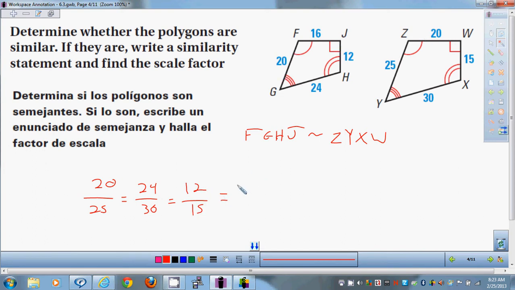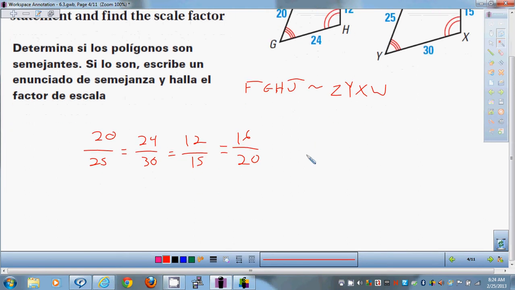Are those all the same fraction? They may not be. Do they reduce to the same thing? The key is to find what you have to divide them all by. Let's see. 20 over 25. Who can tell me what that reduces to? You can put it in your calculator. 20 divided by 25, math, enter. Yes, sir. 4/5. What about 24 over 30?